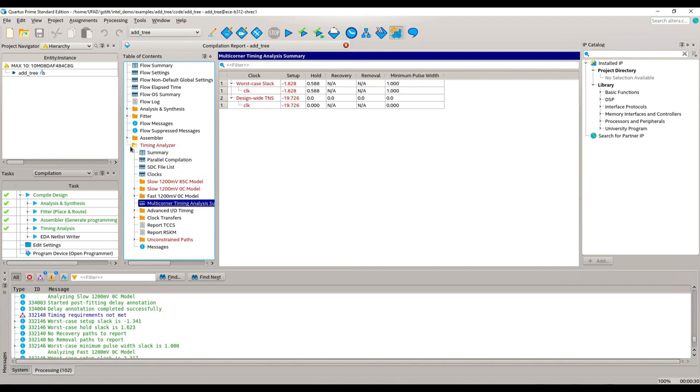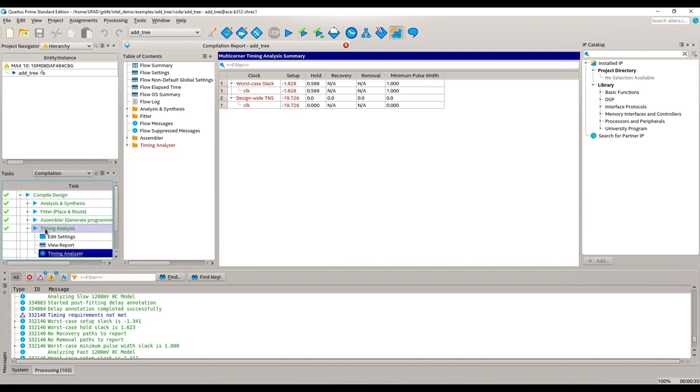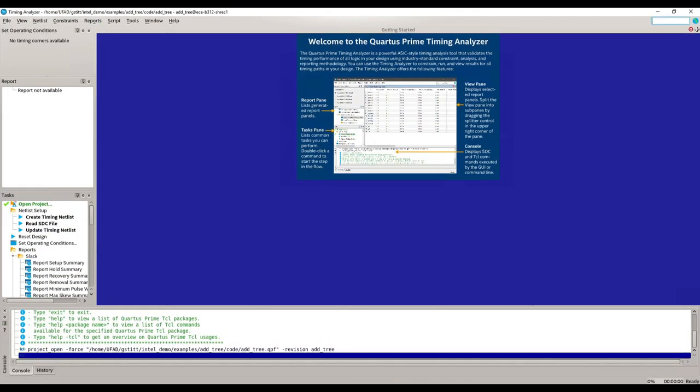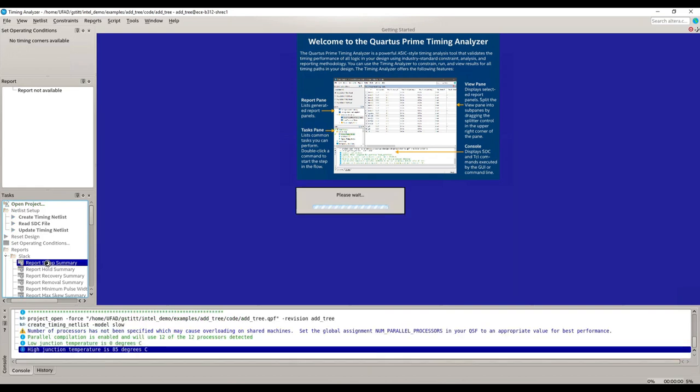All right, so we now know we didn't meet our clock. Now we need to figure out why we didn't meet that clock constraint. So what we can do is expand this timing analysis section here and double click the timing analyzer. All right, so here we have the timing analyzer open. And what we're going to do is come down here and double click the report setup summary.